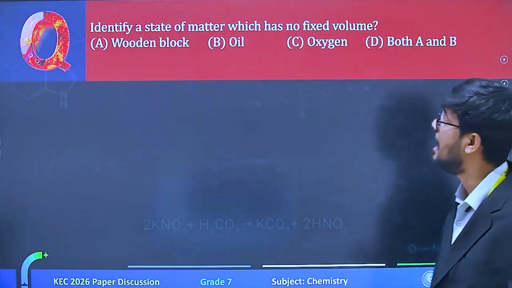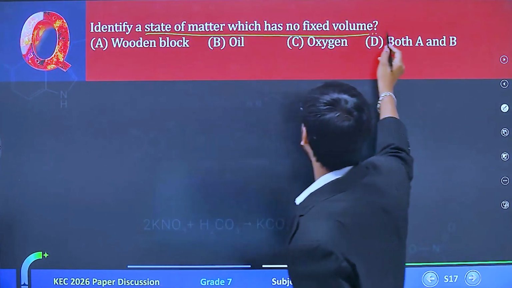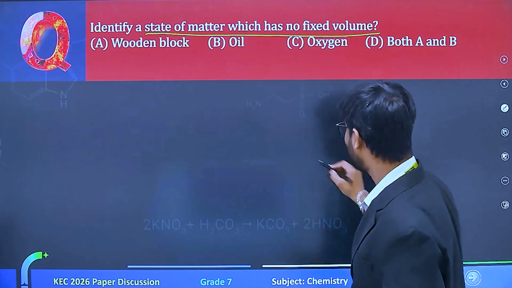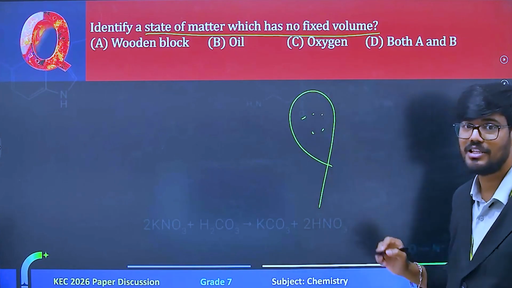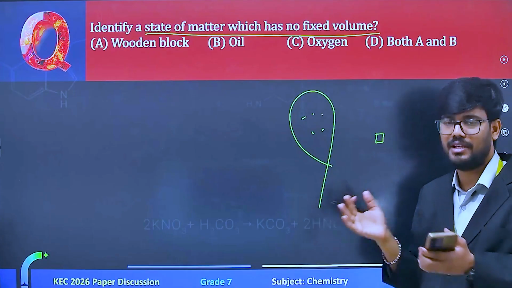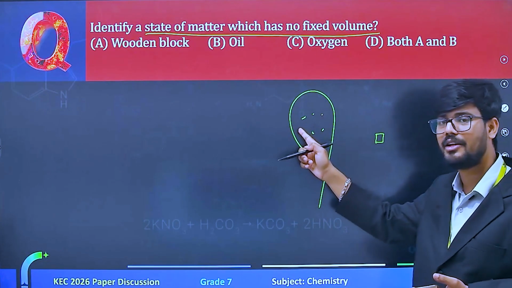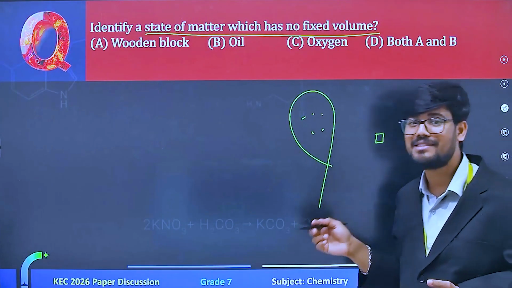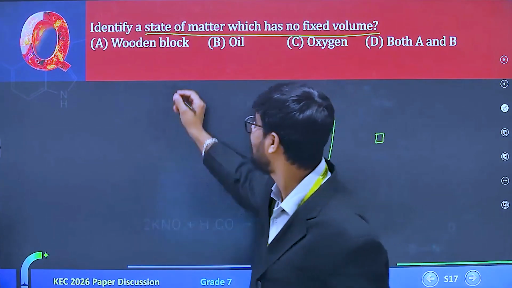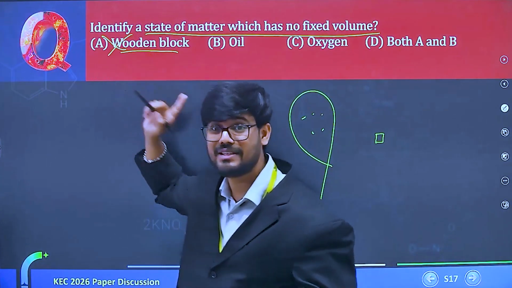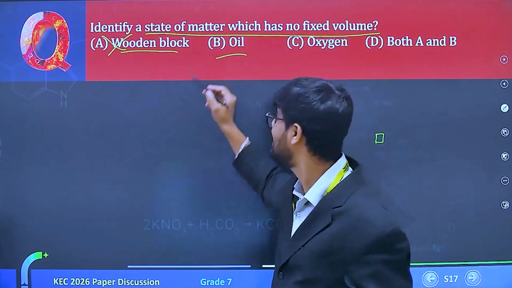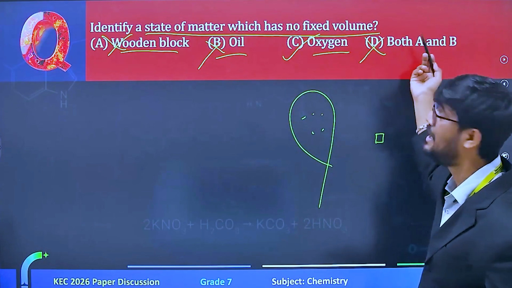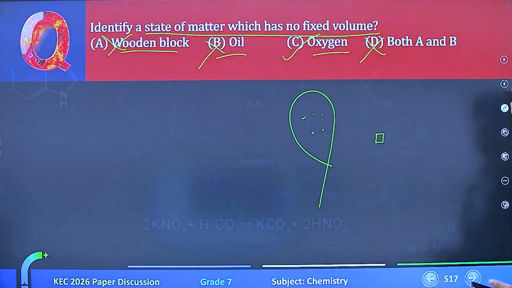Next, identify a state of matter which has no fixed volume. We discussed this a thousand times. Only gas. You can compress this gas into a container at high pressure, right? So gas does not have any fixed volume. And here you see a wooden block, it is solid, so it has a fixed volume. Oil is a liquid, it has a fixed volume. Oxygen is a gas, so it does not have a fixed volume. Both A and B means that is also a wrong answer. So the correct answer is C.